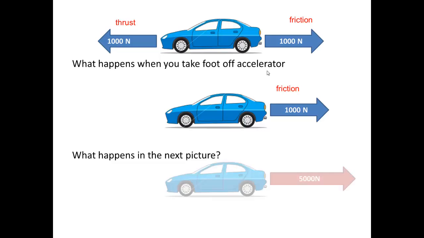What happens in the next picture? 5,000 newtons. Well, why should it go up to 5,000 newtons? There must be an extra force acting in a backwards direction. It's still moving forward, but there's a force which is slowing it down a great deal. And I guess the driver has put his foot on the brake, so there's an extra amount of friction there.